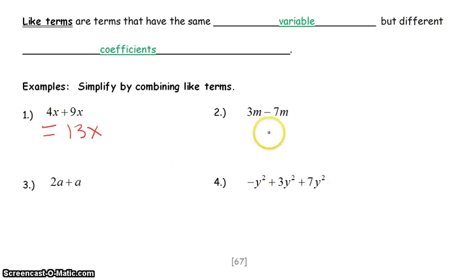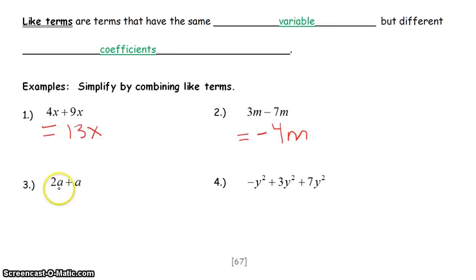Now we come to problem number 2. We have our variable as m and m. These are like terms. We can subtract. We subtract the coefficients. 3 minus 7 will give us a negative 4. And we will bring down our variable. So it'll be a negative 4m.